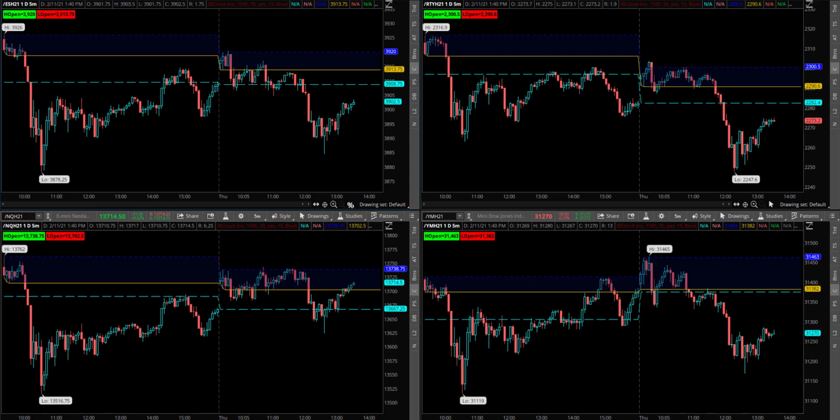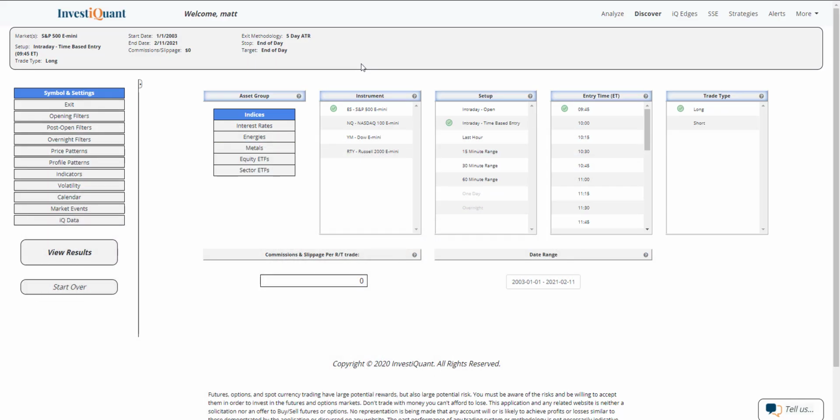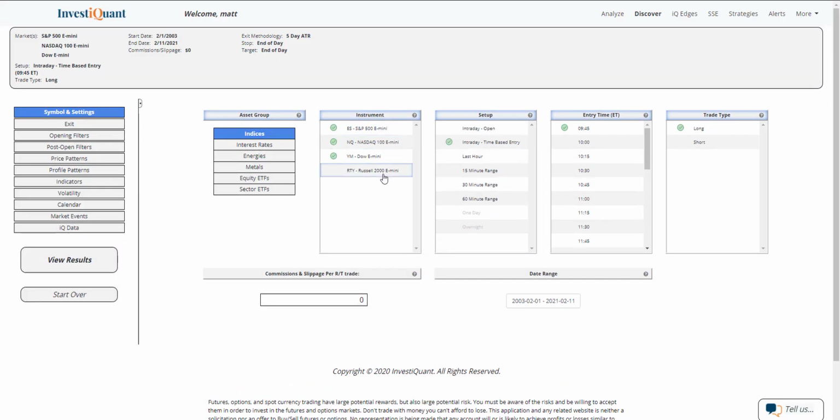And what I want to do this afternoon is take a look at what has happened historically going into the close when you have an inside day forming on the heels of a bearish outside day. So let me go ahead and hop into Discover, and we will test this pattern and see what it has led to historically. So let me add all four instruments.